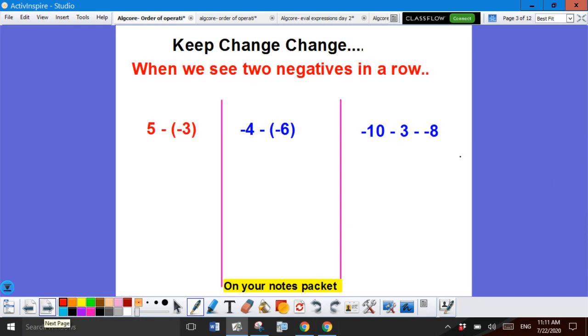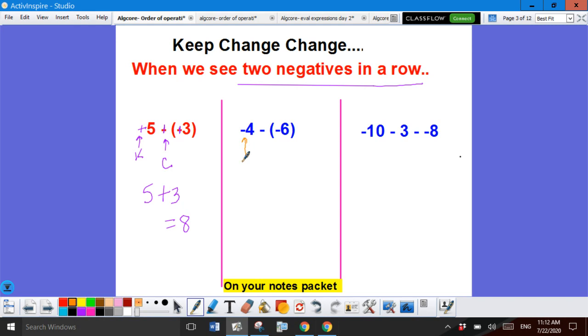All right, so let's go over the keep, change, change again. When we see 2 negatives in a row, this is helpful also, or if we just see the negatives. So this is a +5, so I'm going to keep this one, I'm going to change this one, and I'm going to change this one. Like we said, 2 negatives in a row actually becomes a positive. So this becomes 5 plus 3, which is 8.